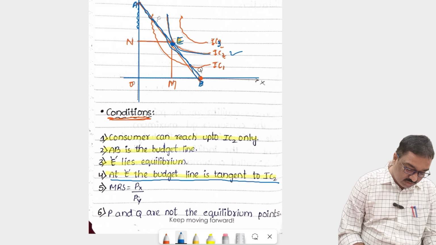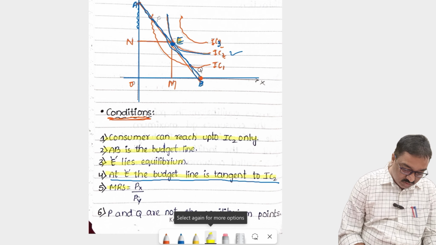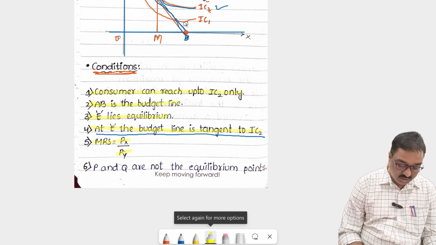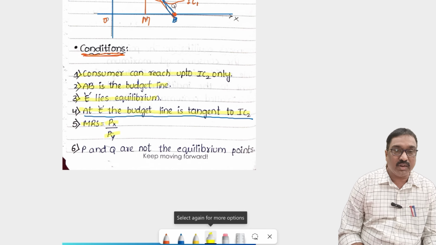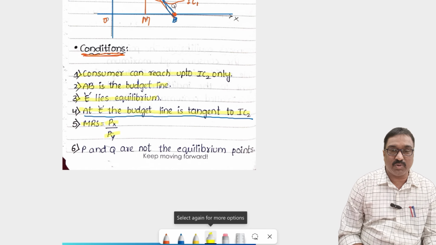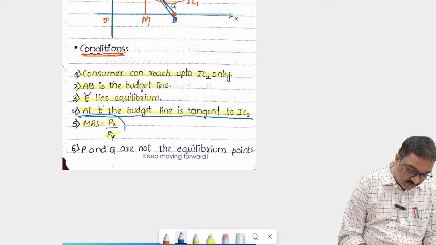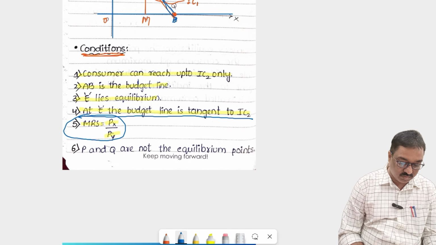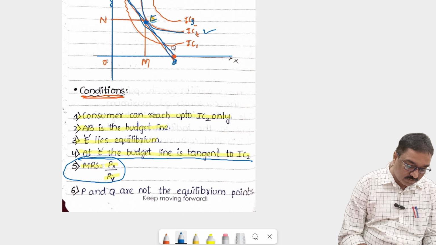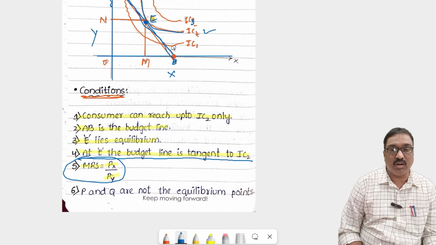And another important condition: MRS is equal to price of X by price of Y. MRS is nothing but the marginal rate of substitution, and it is equal to price of X by price of Y. So the ratio of the price of X to the price of Y must be equal to the MRS.